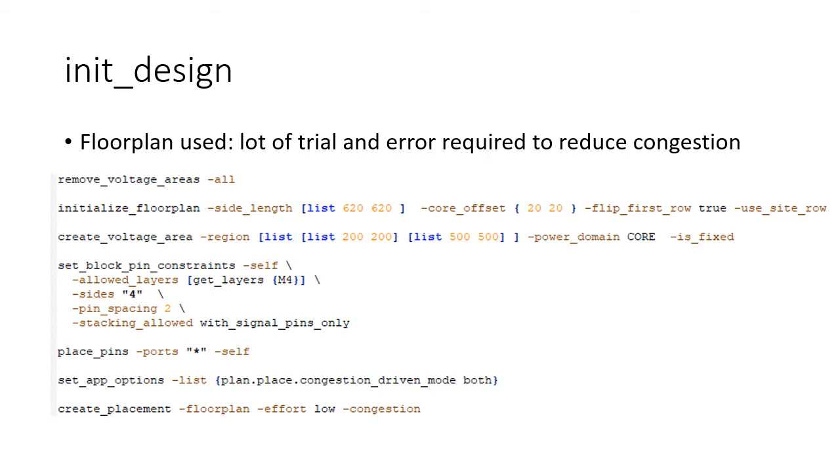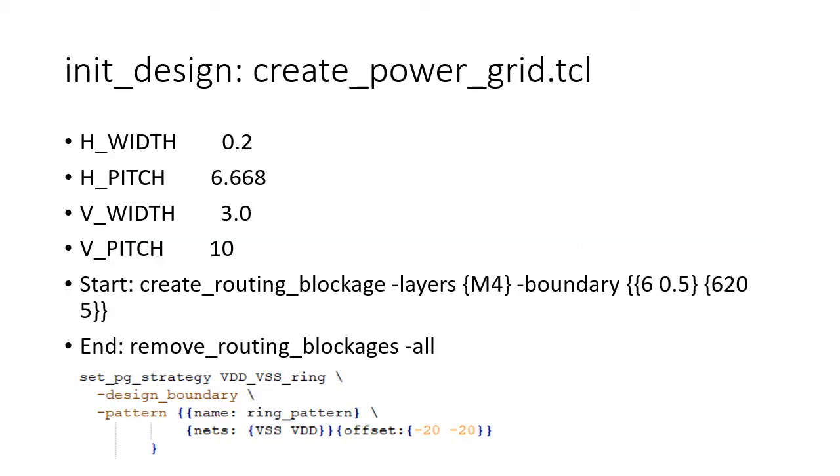For the init design, I had to do a lot of trial and error for the floor plan, and I chose 680 by 680, and I have kept the switchable domain almost at the center of the core. These changes I have done in order to reduce congestion. I have placed the pins on layer 4 and on the sides, like on the bottom side. Also, I have used the congestion switch for the create placement, which helped me again to reduce congestion.